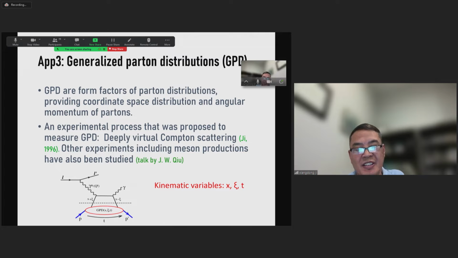There are experimental processes to measure these quantities. One of the first processes that I proposed is called deeply virtual Compton scattering, in which you have the deep elastic scattering, but not looking at a complicated final state. The final state is a diffractive state with a very high energy gamma and with a recoil of proton. And then Jian Wei is going to talk about a set of other processes that try to measure these quantities with meson productions.